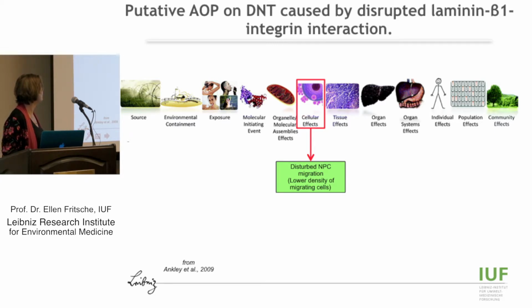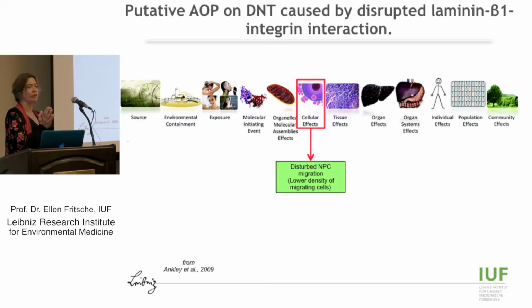So we have disturbed neuroprogenitor cell migration and a lower density of migrating cells. This was our initial observation. And how you would call this in AOP development would be inside out. So you have a cellular effect that you see, and you develop it then by finding out, so what might be the initiating event and where is the adverse outcome, right? This is just one way of doing it.